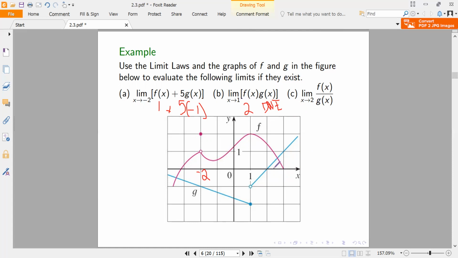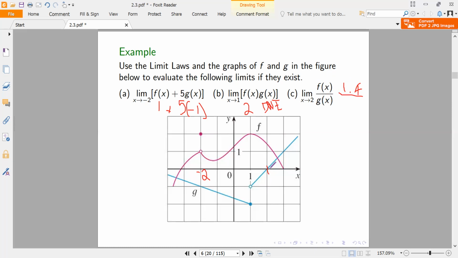Number C, we're talking about x approaching 2. So we want to evaluate x approaching 2. Remember the last law, the quotient rule: the limit of f of x over g of x is the same as the limit of f of x all over the limit of g of x. Looking at f, it approaches 1.5, 1.4, somewhere there. So we can say the limit as x approaches 2 of f of x is 1.4, for argument's sake.